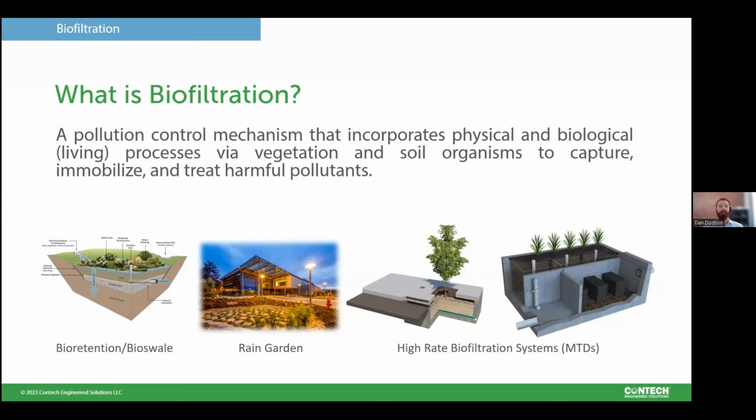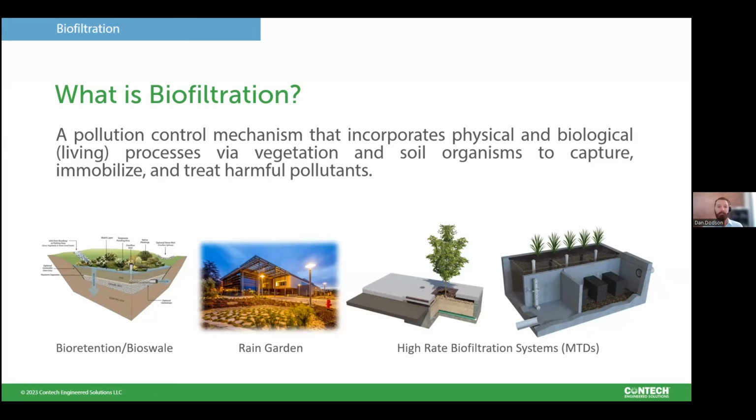So let's start by defining biofiltration. What is it exactly? A biofiltration system is a pollutant control mechanism that incorporates physical and biological processes via vegetation and soil organisms that's going to capture, immobilize, and treat your harmful pollutants.